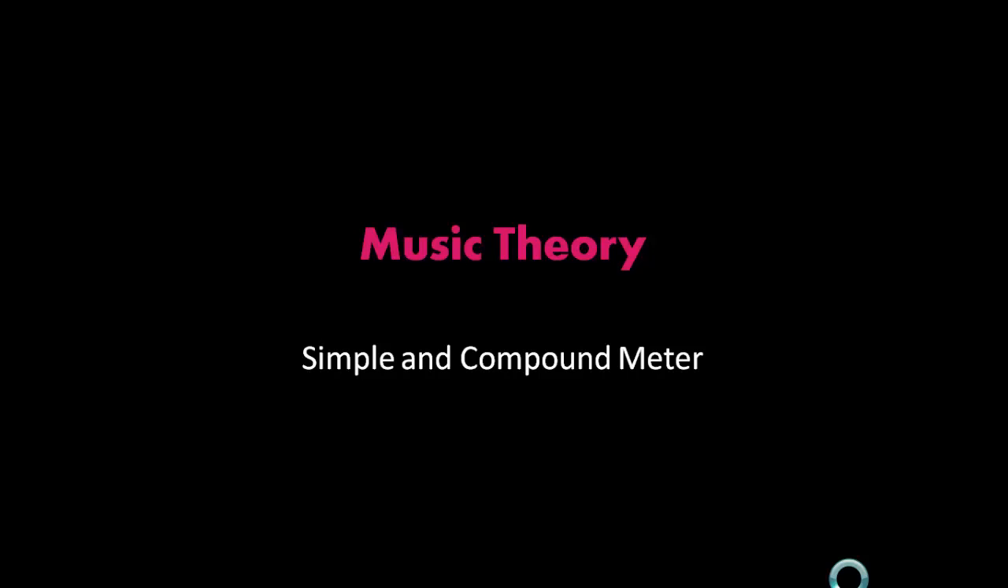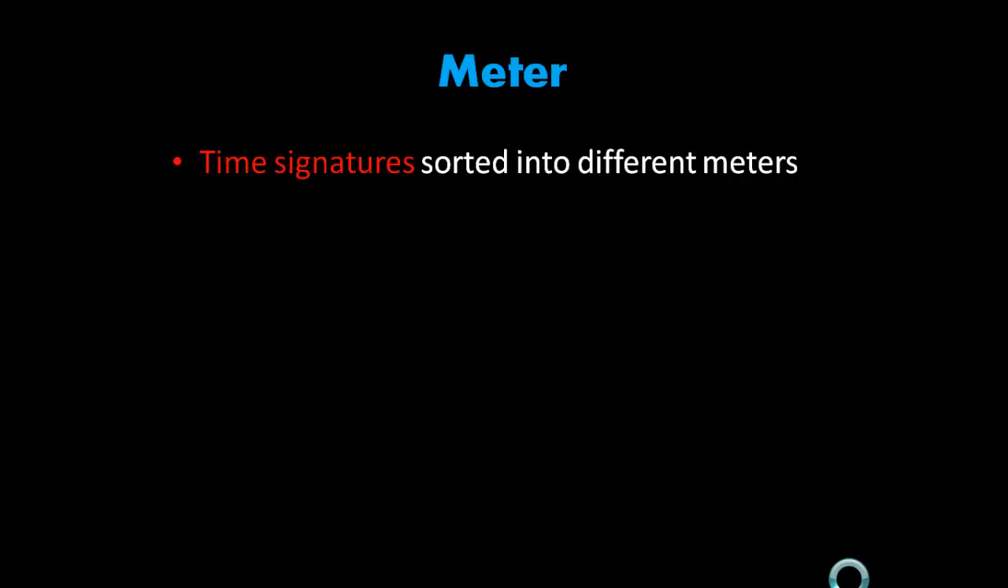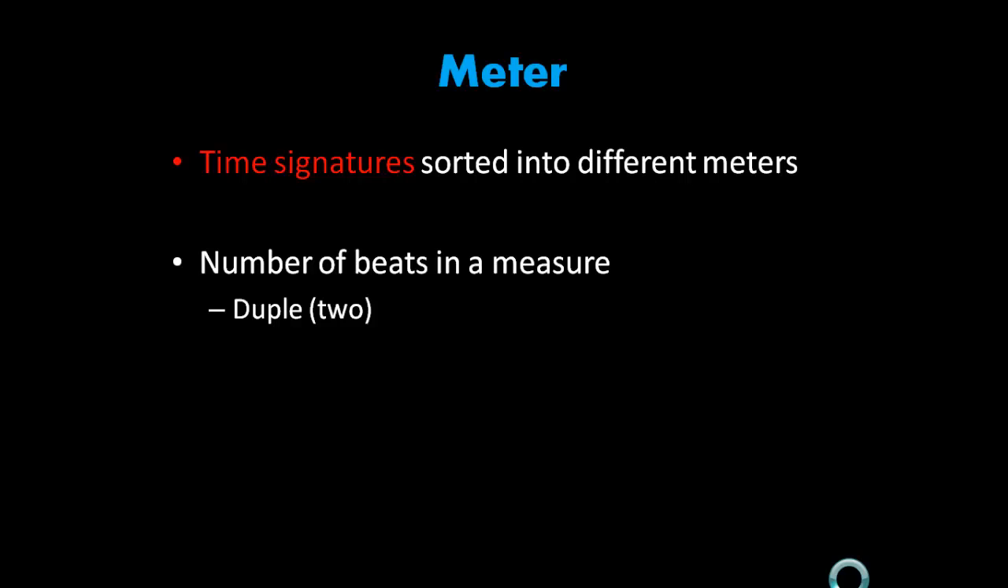Simple and compound meter. Different time signatures are divided into different meters. They are partly based on the number of beats in a measure. Duple is 2, triple is 3, and quadruple is 4.